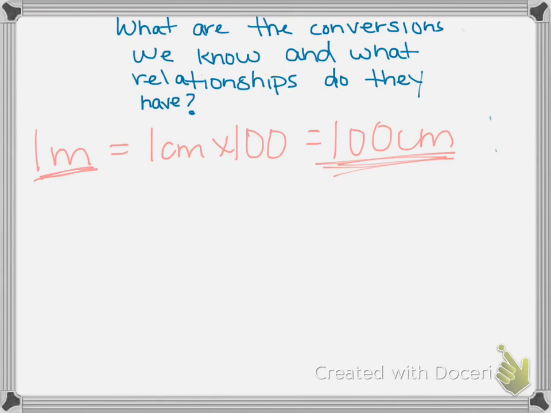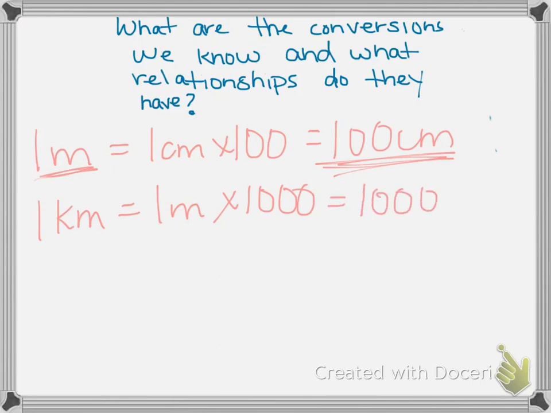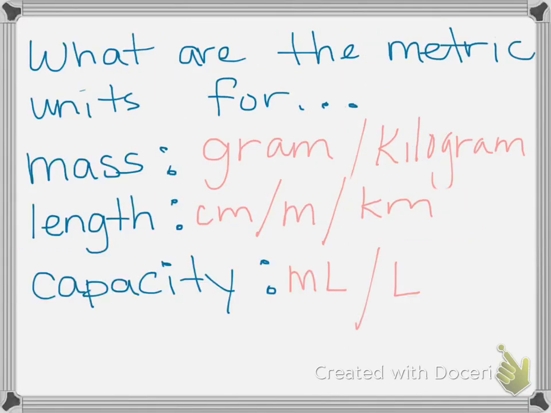Now that we're sticking with meters, with length, we might as well go ahead and do our 1 kilometer. So 1 kilometer, we would take our 1 meter, and this time we're going to multiply by 1,000 because there are 1,000 meters in 1 kilometer, and we're going to get 1,000 meters, okay? 1 kilometer is equal to 1,000 meters. Okay, so there's our length.